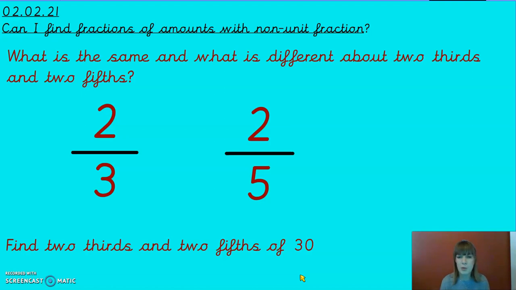So I've got 20 and 12. They're very different answers, aren't they? So don't fall into the trap that if the numerators are the same, there's going to be the same answer. Thirds and fifths are 2 very different fractions. So just remember that when you're doing your work today.